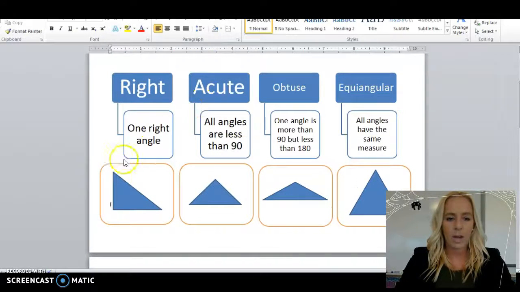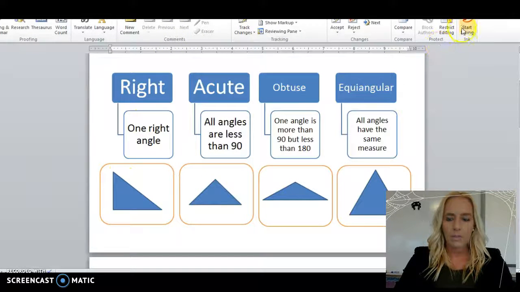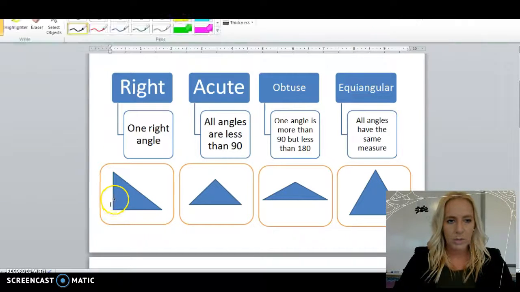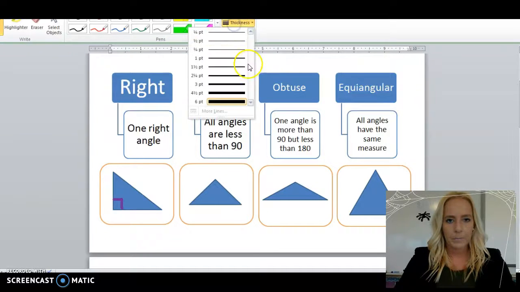So again, a right triangle is when one of the angles measures 90 degrees. So what we're going to do is draw a box in the corner of the triangle to symbolize that it is a right triangle. And we can write 90 degrees.